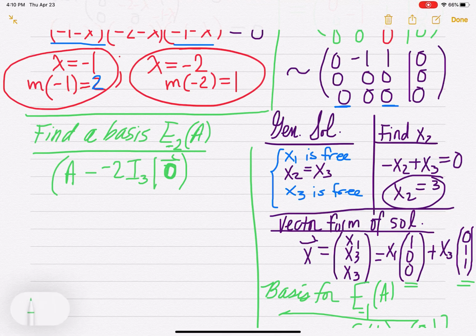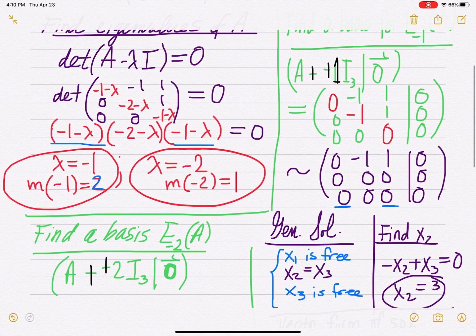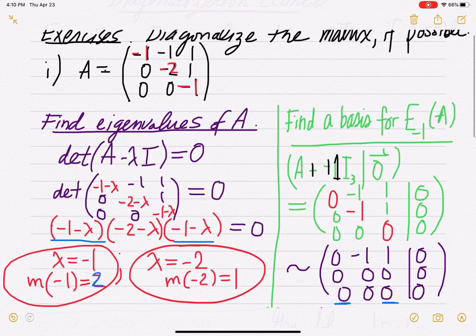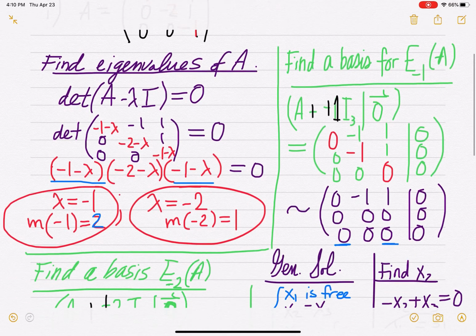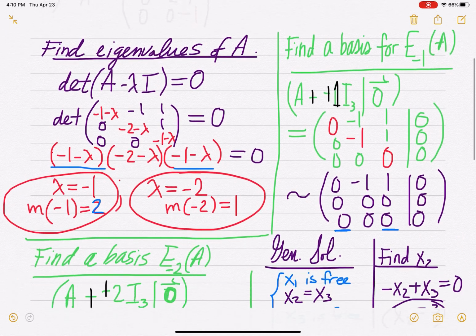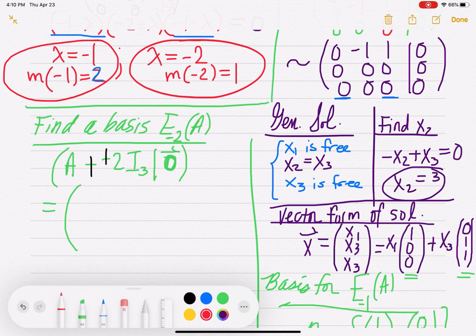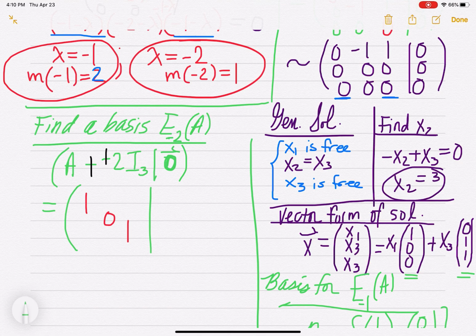All right, now that double negative there, make it plus. So think about going back to your A matrix. Where's your A matrix? It's the one with the reds, and you're going to add 2 to those entries. So you're going to get 1, 0, 1 for the diagonal. Everywhere else stays the same. We're going to have zeros down the right-hand side.